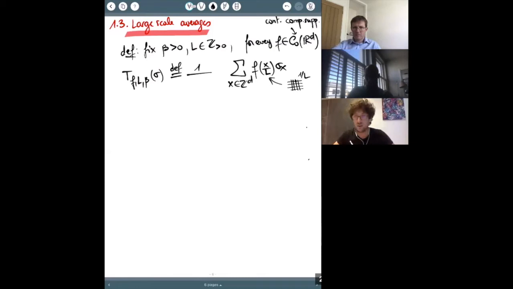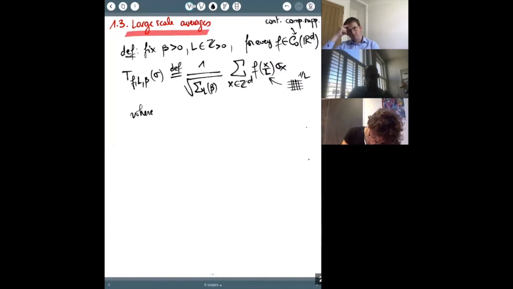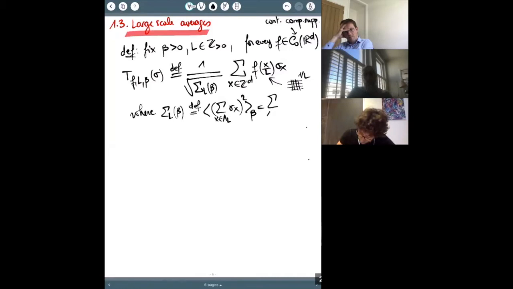I want to rescale so that it doesn't blow up, so I rescale by the square root of sigma L of beta, where sigma L of beta is by definition the average of the sum of sigma x, for x in the box of size L, squared. Or if you want, it's the sum over x and y in the box minus L, L to the d of the average of sigma x sigma y at beta. Let me put minus L, L to the d; the fewer notations, the better we feel.